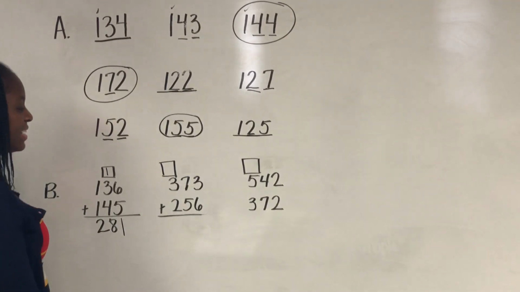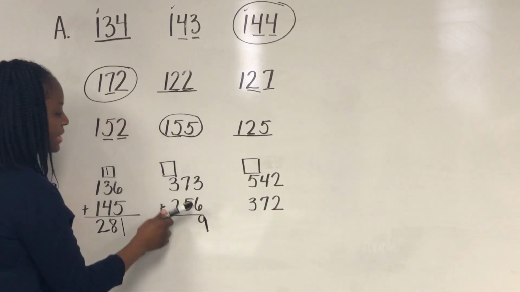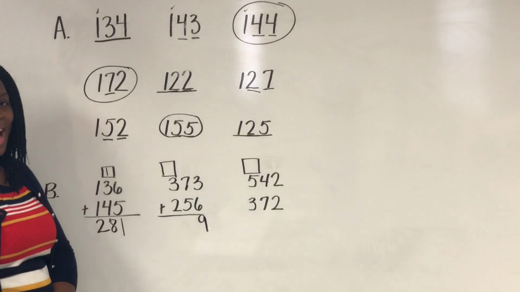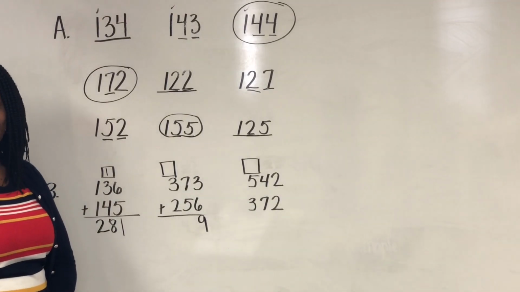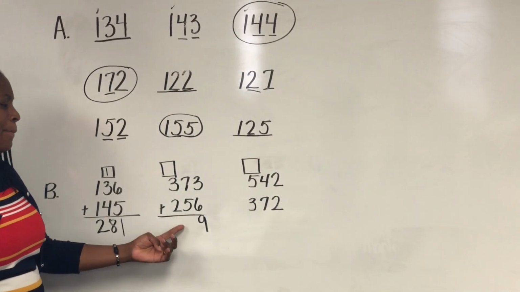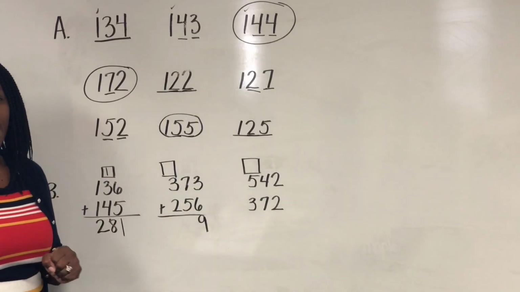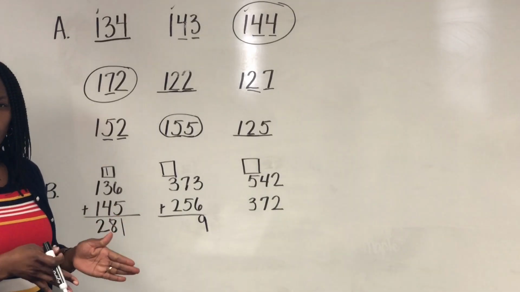3 plus 6 equals 9. We're going to move on to the tens place. What's 7 tens plus 5 tens? 7 tens and 5 tens equals 12 tens. I can't put 12 tens in a tens place. 12 tens means I have 100 and 2 tens.